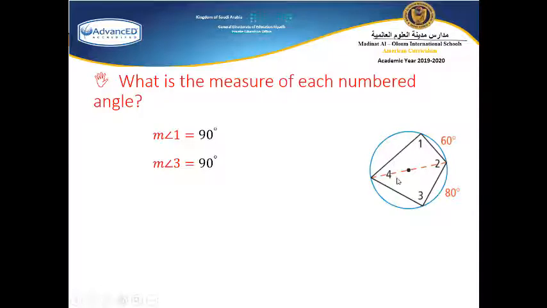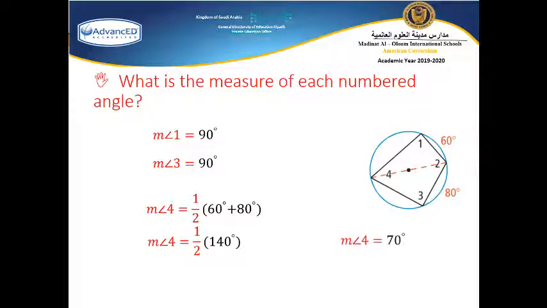To find the measure of angle 4, it is an inscribed angle intercepting the arc 60 plus 80, so it equals half the measure of the intercepted arc, 60 plus 80. Then the measure of angle 4 equals half of 140, which equals 70. And we know that angle 2 is supplementary to angle 4, then the measure of angle 2 equals 180 minus 70, which equals 110.